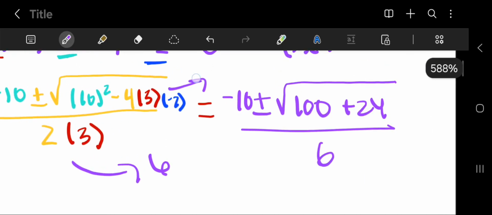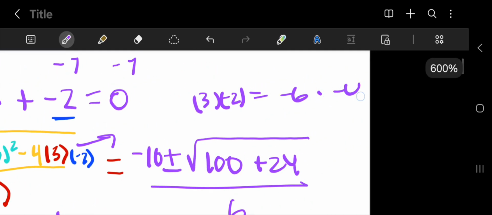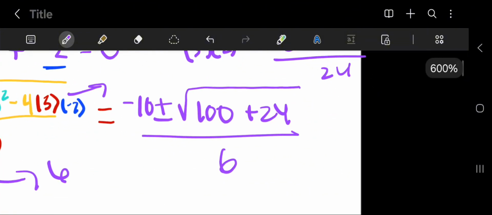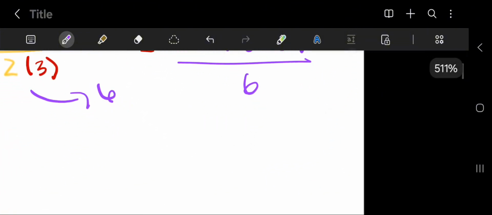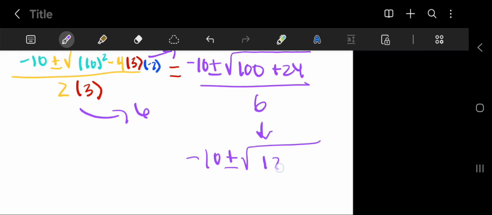Wait, let me just go back. If you guys don't know how I got this, 3 times negative 2 is negative 6. Negative 6 times negative 4, 24. Okay, plus 24 all over 6. And that just becomes negative 10 plus or minus the square root of 124 all over 6.